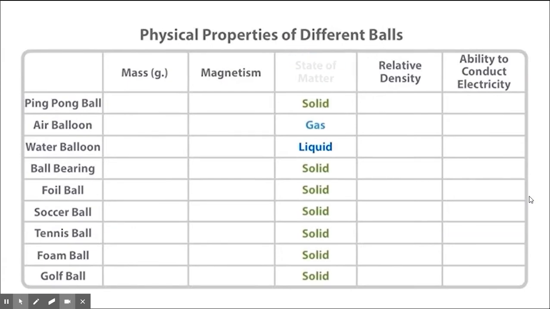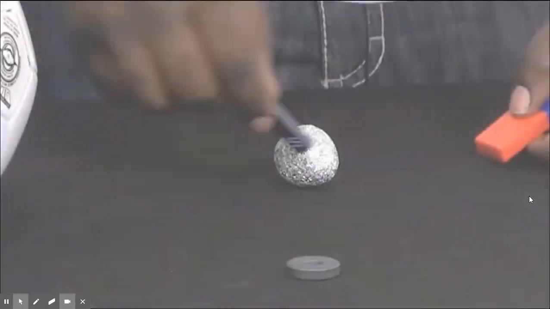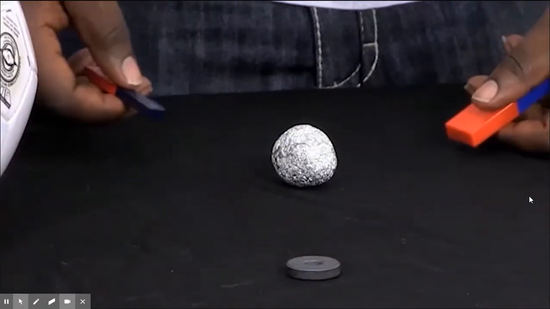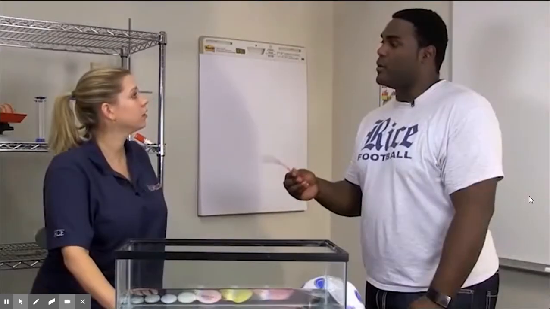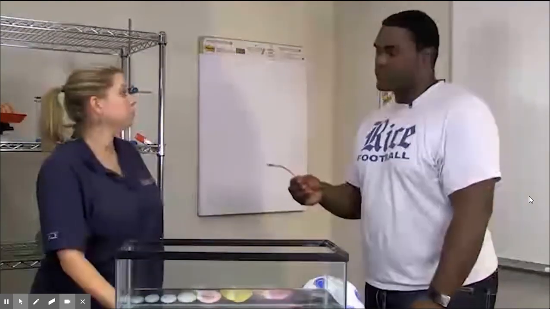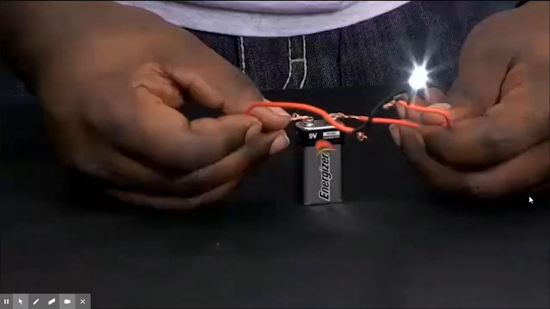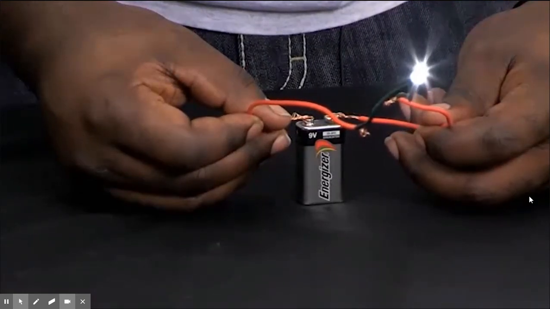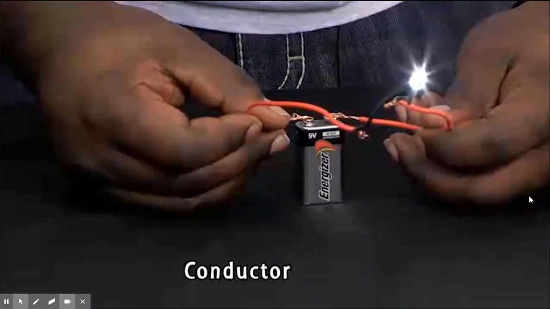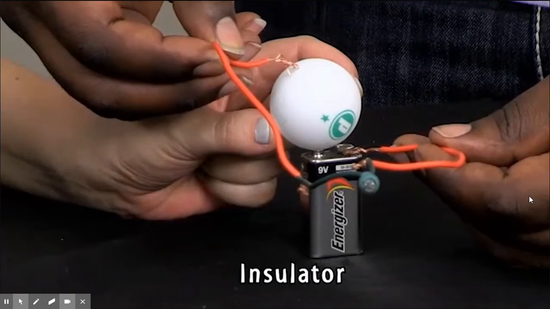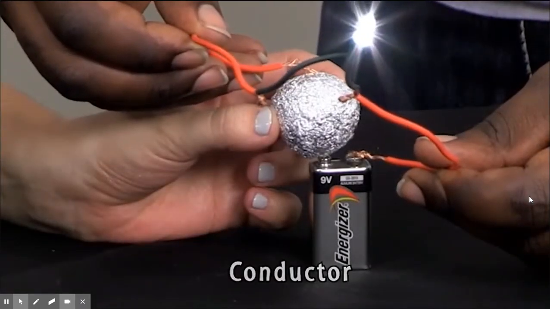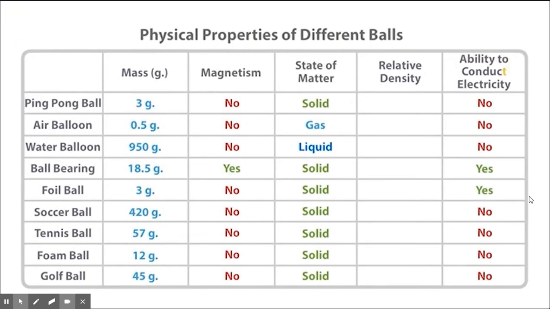I'll add that to the states of matter column. Here are the rest of the states of matter. This is a surprise. The full ball is not magnetic. These are the results of the other magnetism tests. And here's what I found for the mass of each ball. Now I'm going to test whether each ball insulates or conducts electric energy. We will place each ball in the path of the circuit. If the light bulb still lights up, that ball will be a conductor. If it doesn't, then it's an insulator. It looks like this ping pong ball is an insulator. And it looks like the foil is a conductor. And here are the rest of the results of the ability to conduct electricity tests.